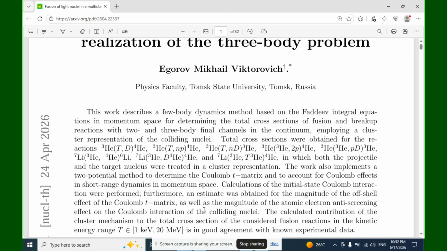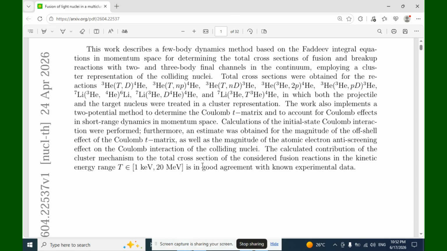The work also implements a two-potential method to determine the Coulomb T matrix and to account for Coulomb effects in short-range dynamics in momentum space. Calculations of the initial state Coulomb interaction were performed. Furthermore, an estimate was obtained for the magnitude of the off-shell effect of the Coulomb T matrix as well as the magnitude of the atomic electron anti-screening effect on the Coulomb interaction of the colliding nuclei.